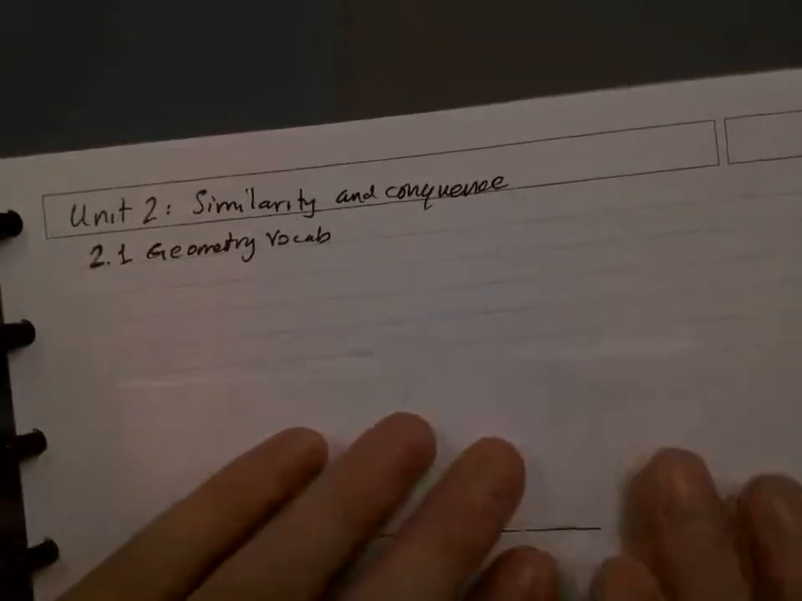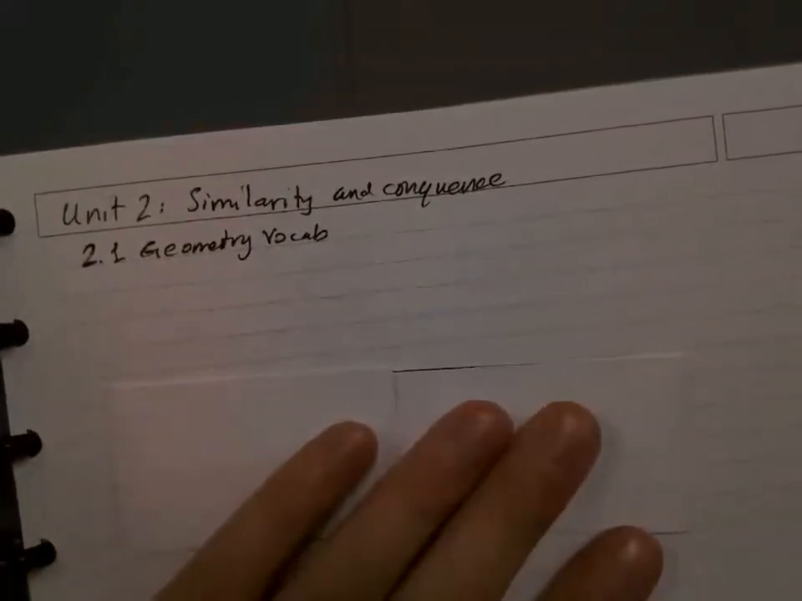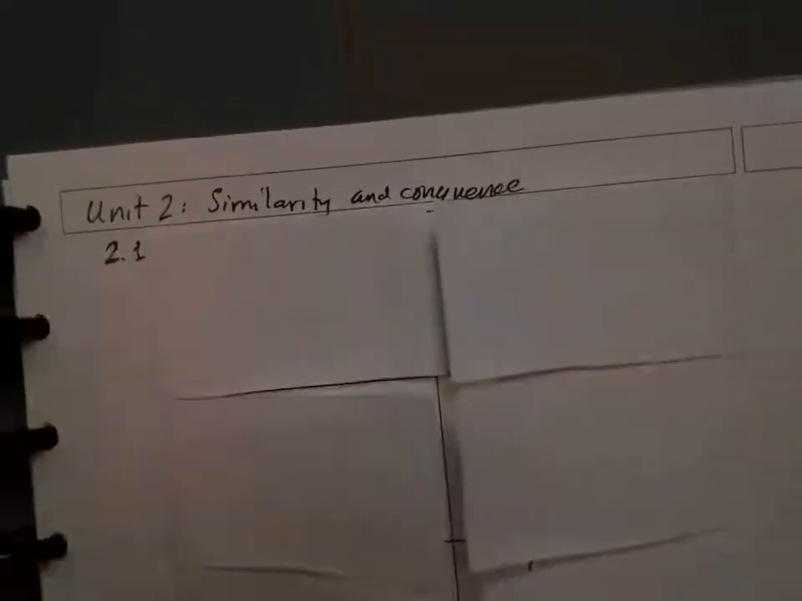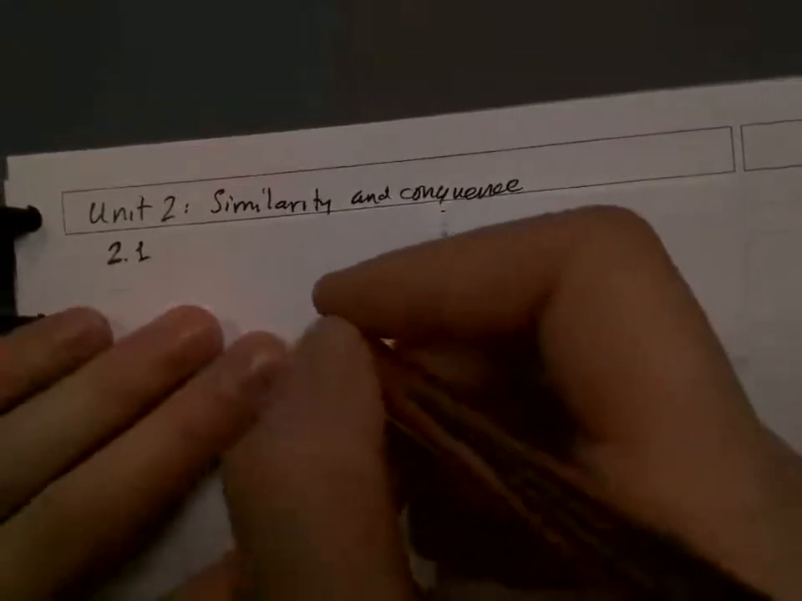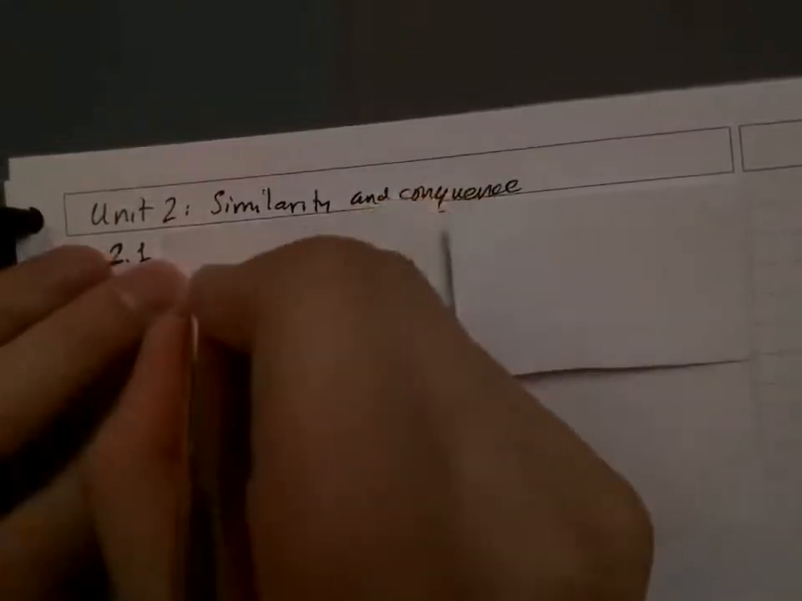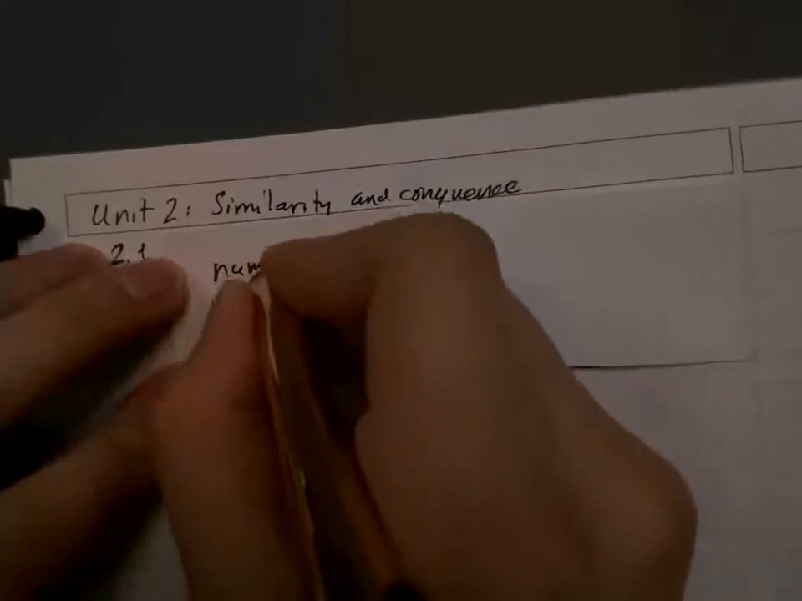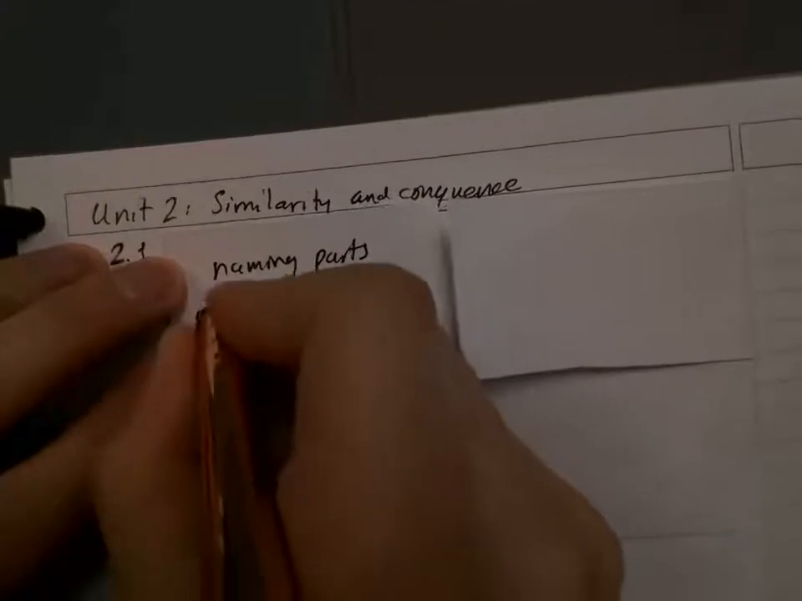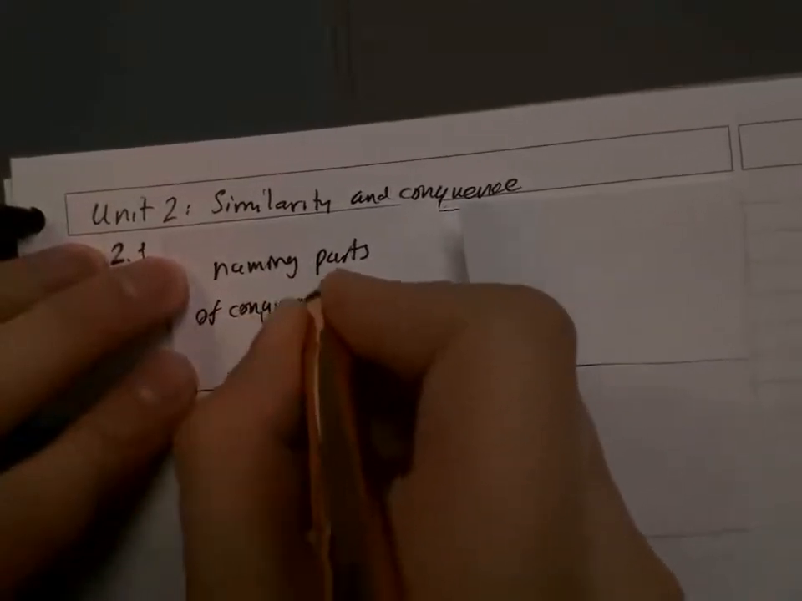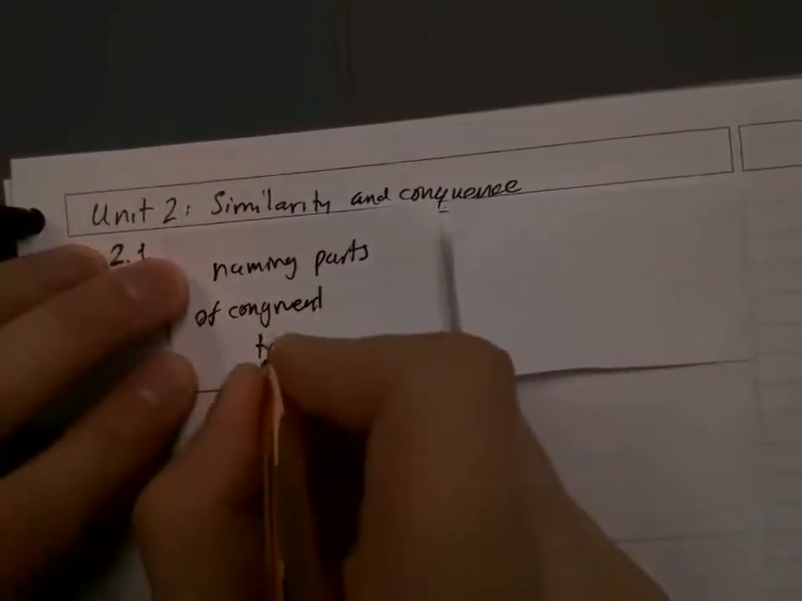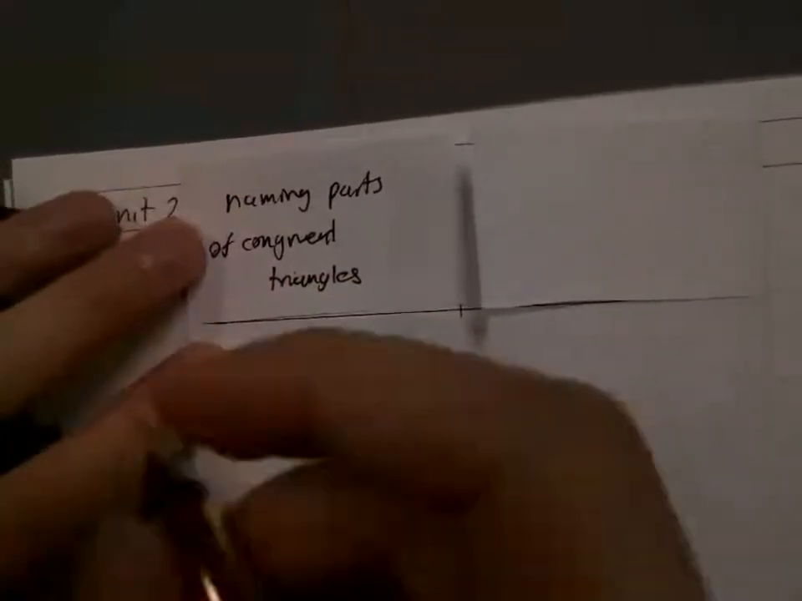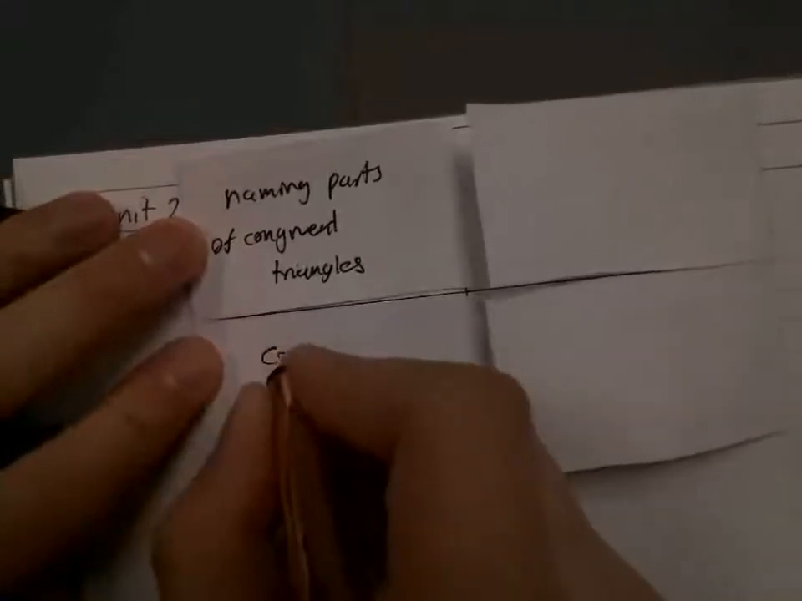Okay. Now, on the little foldable, which we have right here, you need to put the following titles on the front pages, or the front little tabs. The first one's naming parts of congruent triangles. Okay. Congruent.